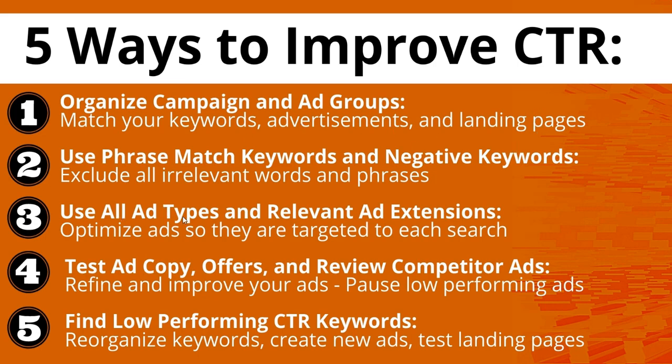Use all the different ad types, in this case, responsive search ads, expanded text ads, and make sure you're using every relevant ad extension at the ad group level. And then over time, what you want to do is keep improving your low performing click-through rate keywords. Make sure you're constantly checking that search terms report so you can find negative keyword ideas, and then A/B testing your ads over and over and over again.